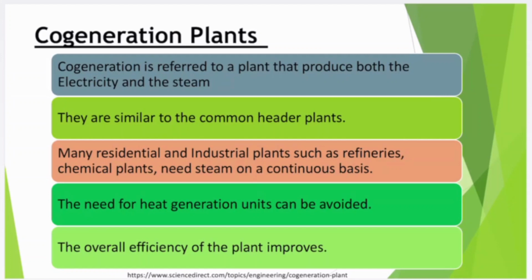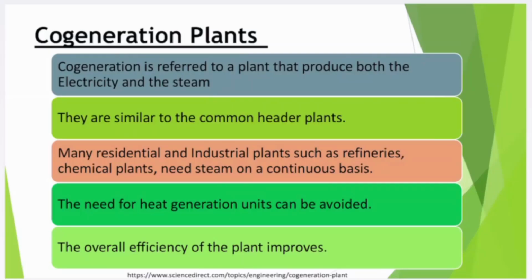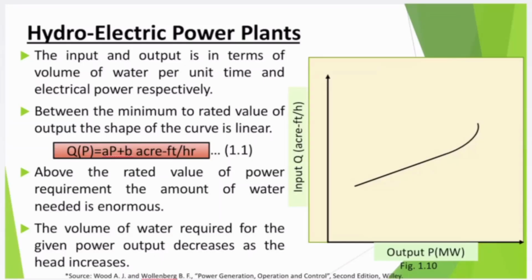They are similar to the common header plants, and many residential and industrial plants such as refineries, chemical plants need steam frequently, okay? So instead of converting their electricity into steam, probably they can buy steam directly from the power plant, which is situated quite near, so that we can use the steam directly instead of getting electricity. And also the need for a heat generation unit can be avoided. The overall efficiency of the plant will certainly improve, because the second level conversion from electricity to heat is completely omitted.